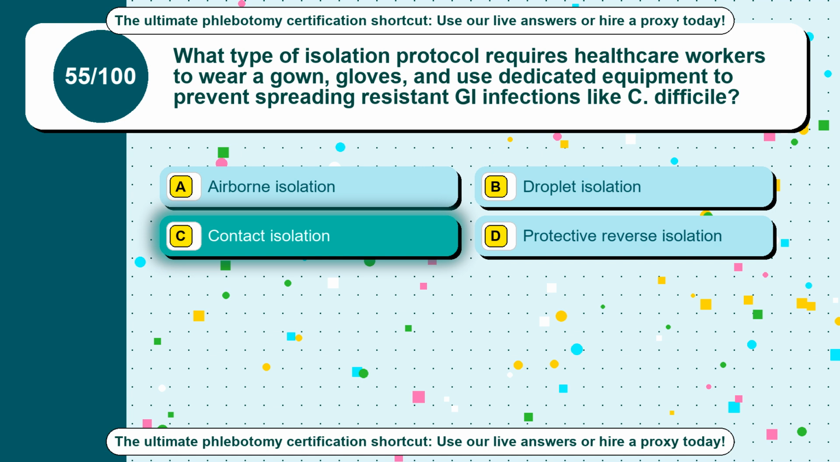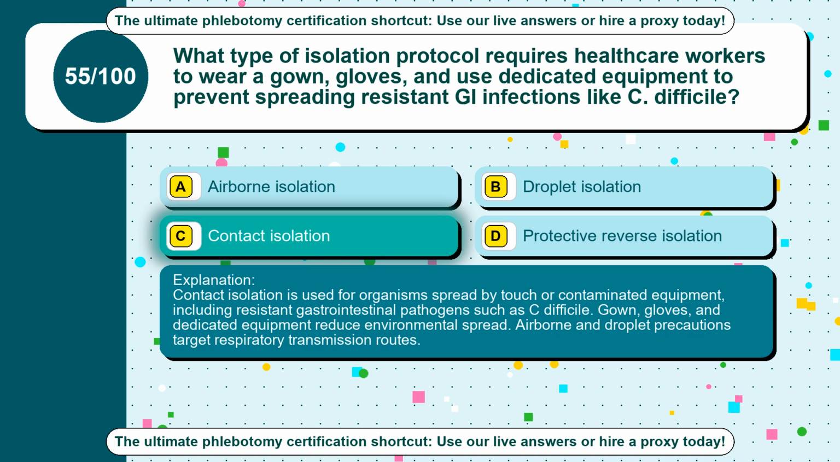Contact isolation. Contact isolation is used for organisms spread by touch or contaminated equipment, including resistant gastrointestinal pathogens such as C. difficile. Gown, gloves, and dedicated equipment reduce environmental spread. Airborne and droplet precautions target respiratory transmission routes.